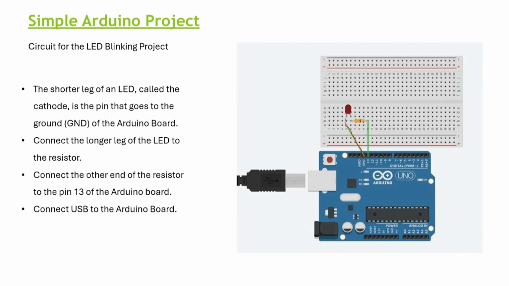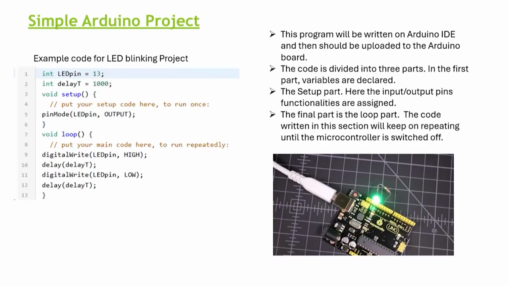Connect the longer leg of the LED, this one, to the resistor that you have, so that you protect it from high values. Connect the other end of the resistor now here to pin number 13 of the Arduino board, and connect the USB to the Arduino board. So, these are the basic configurations that you can create.